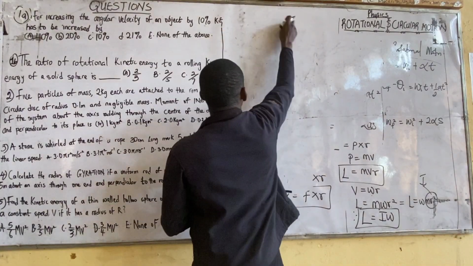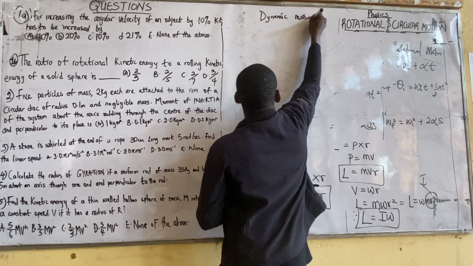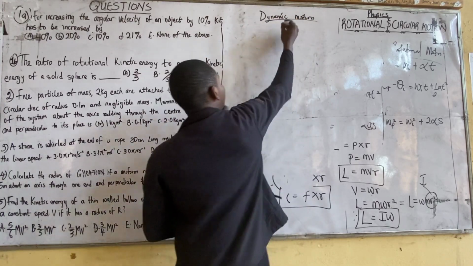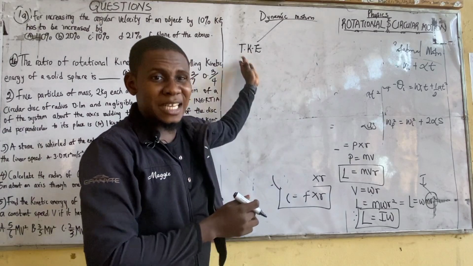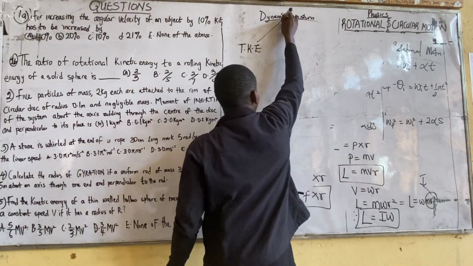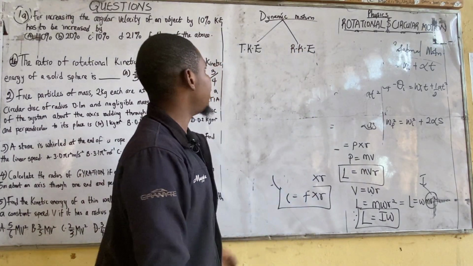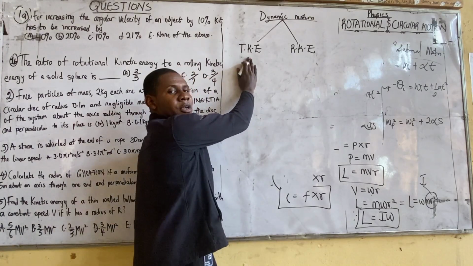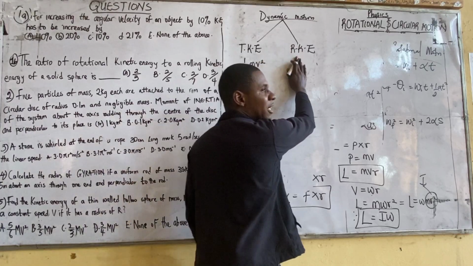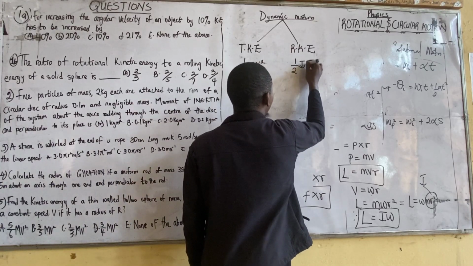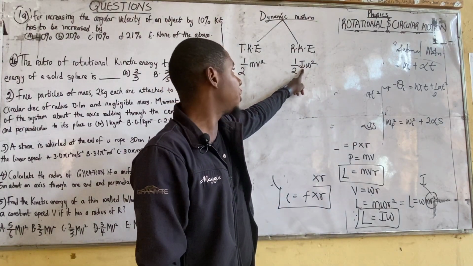For dynamic motion, there are two types of energy present. The first is the translatory kinetic energy, the same thing as linear kinetic energy. Then we have the rotational kinetic energy. The formula for translatory kinetic energy is what you've known before, half m v squared, while rotational kinetic energy is half I omega squared, where I stands for the moment of inertia of the given body.